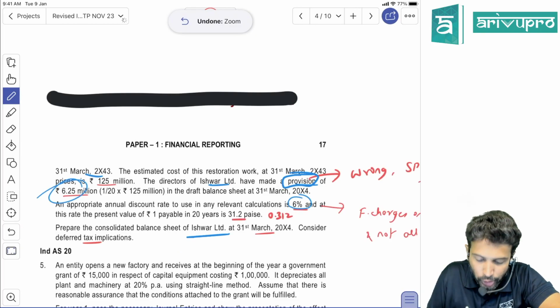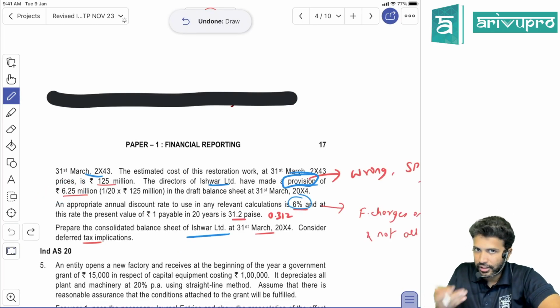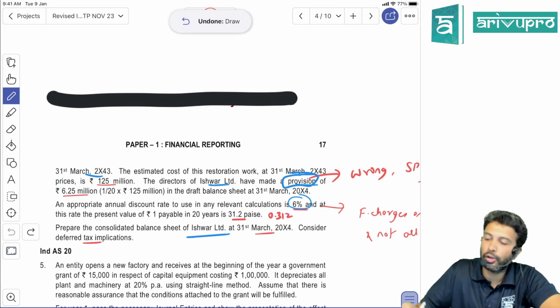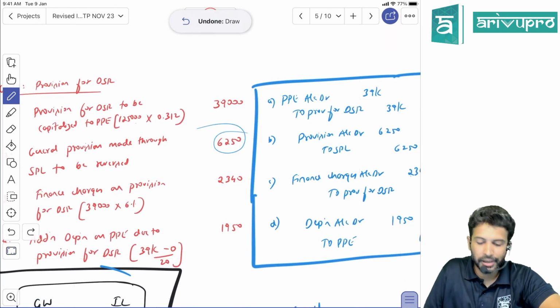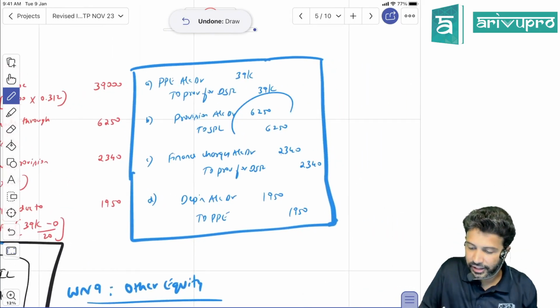Here, that's what we wrote. 6.25 million. If you have to express that in 1000s, multiply by 3 zeros. 6.25 into 3 zeros, if you multiply, you'll get 6250. Okay. So the general provision made through SPL is to be reversed. That is one. By passing this entry, I've shown it correspondingly.